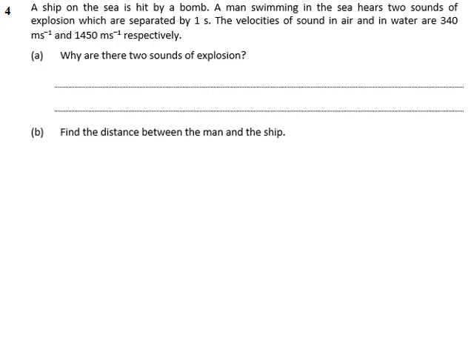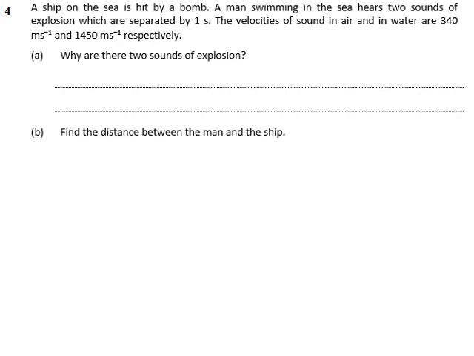Right, so now let's take a look at the other question, where a ship on the sea is hit by a bomb, and a man swimming hears 2 sounds of explosion which are separated by 1 second. I know part A in this slide doesn't exist in your notes, but maybe you want to think about this: why are there 2 sounds of explosion? You may want to pause here a while before you look at the answer.